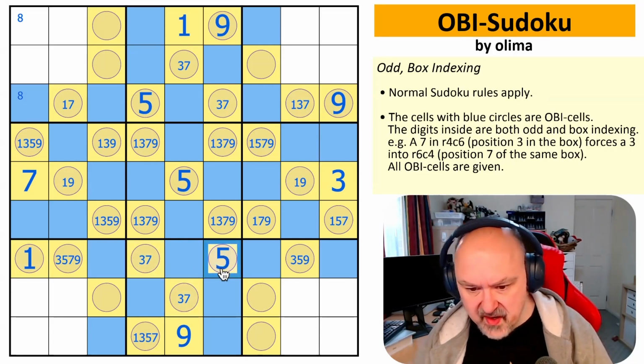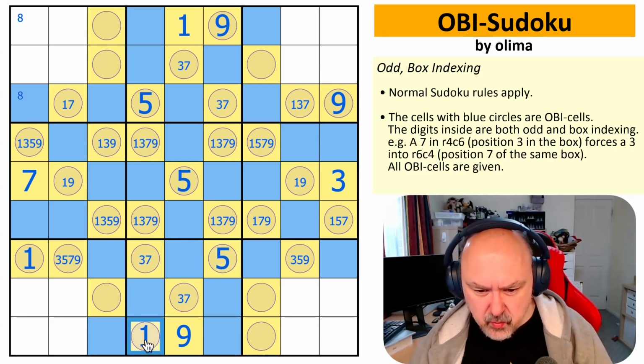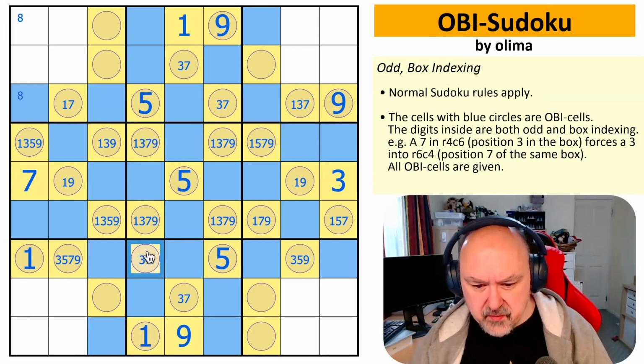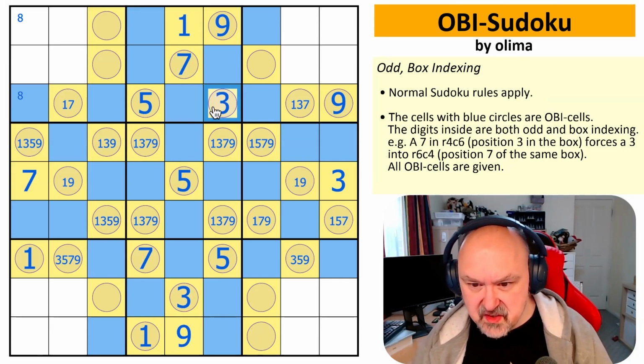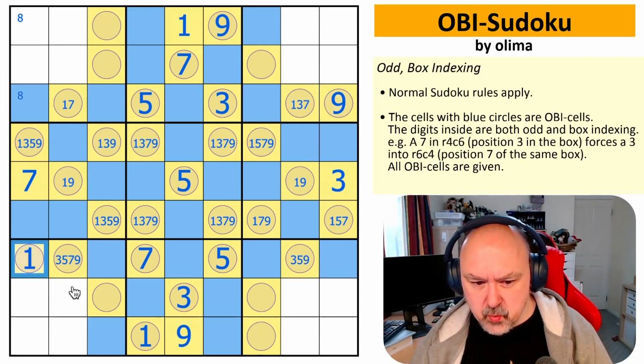That's a 3, 7 pair. That's a 5. That's a 1. Oh, but there's still indexing going on. This 1 means this is a 7, which means this is the 3, which means this is the 7 and this is the 3. This 9 is self-indexing. This 1 is self-indexing.